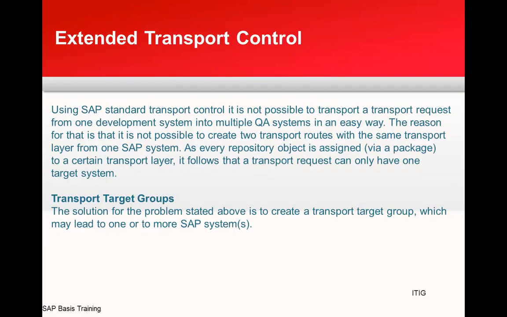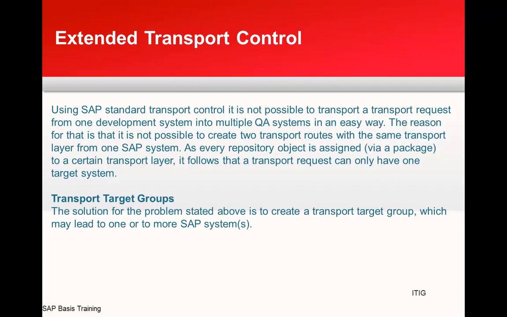Extended transport control. This is another key concept. Basically, you can define your transport movement based on the client. Using the SAP standard transport controller, it is not possible to transport a transport request from one development system into multiple QA systems in an easy way. The reason is that it is not possible to create two transport routes within the same transport layer from one SAP system. As every repository object is assigned to a certain transport layer, it follows that a transport request can only have one target system.